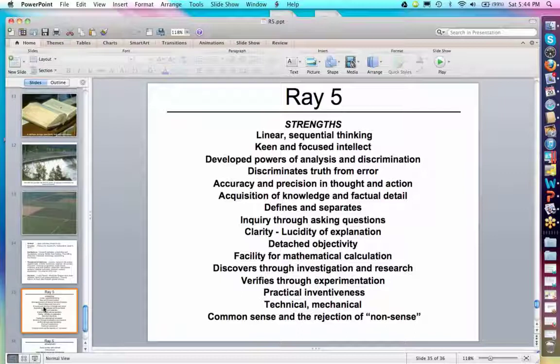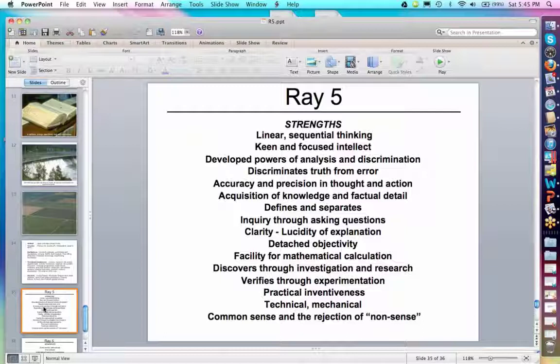Detached objectivity. Obviously, a scientist cannot be involved and have their emotions there if the experiment doesn't turn out right. They have to be able to be detached and to be objective. Facility for mathematical calculations, I question that. I ain't that good at that.